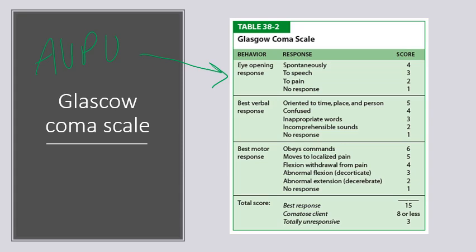And if they follow some commands but not others, it's a 6, because the question says, what is their best motor response, or what is their best verbal response, or what's their best eye opening? So what's the best response that you ever got during your interaction? If they never follow commands, but if you do something and they purposefully push you away, then that's localization of pain.